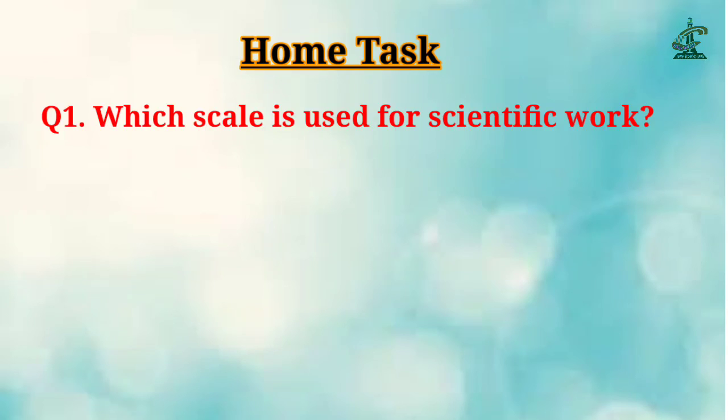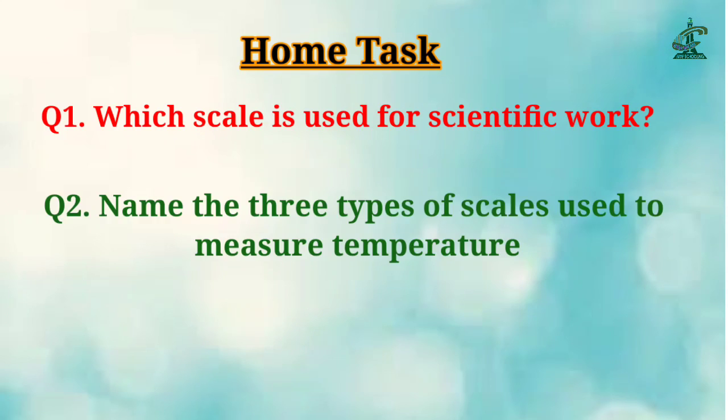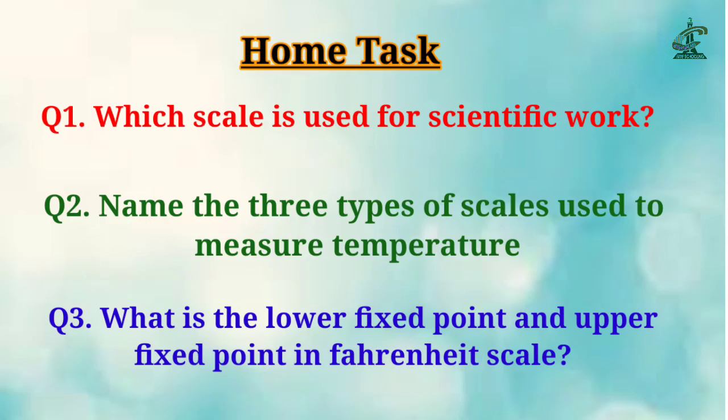So beta, it's time to assign home task. Question number 1 is, which scale is used for scientific work? Question number 2 is, name the 3 types of scales used to measure temperature. Question number 3 is, what is the lower fixed point and upper fixed point in Fahrenheit scale? Students, it's really important to attempt this home task. I'll be waiting for your response.